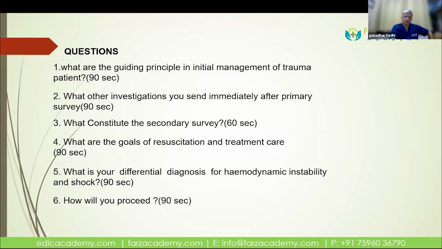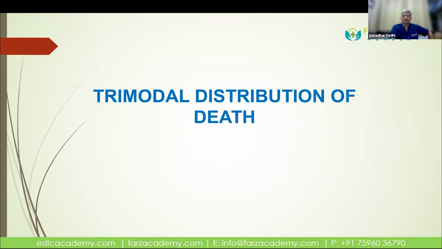Yeah. So this is a bit theoretical. This is something called the trimodal distribution of death in a trauma. Why is this called trimodal distribution? Do you have any idea? What are the different peaks you normally observe in a polytrauma patient? Early peak, late peak, and delayed peak. And what are the most common causes of death in such peaks?